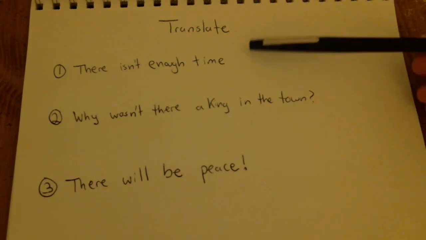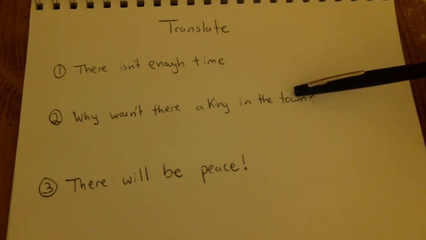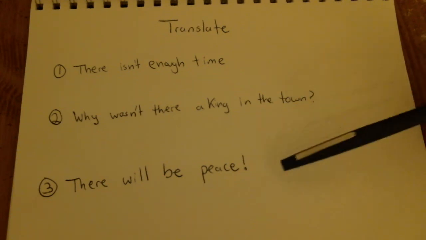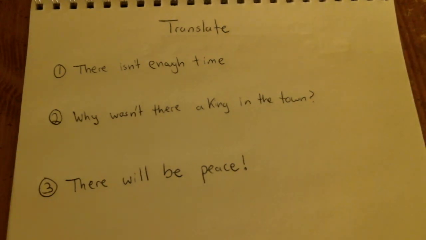Okay, now that you guys have that understanding, I assume you're advanced enough to translate these. Number one, there isn't enough time. Number two, why wasn't there a king in the town? And number three, there will be peace. How do you translate these? Take a moment, go ahead and pause the video and work on it. Then we'll come back and work on it together.